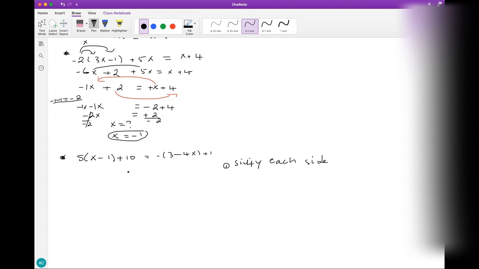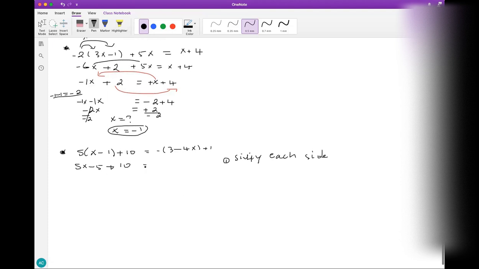What's the first thing we do again on this side to simplify it? Distribute. So we're going to clear the parentheses. So 5x minus 5 plus 10. We'll get back to this side later. Let's do the same thing on this side.